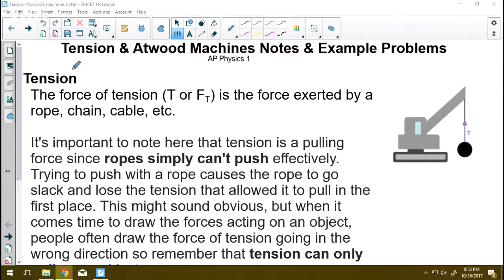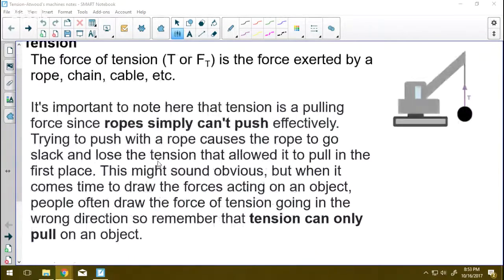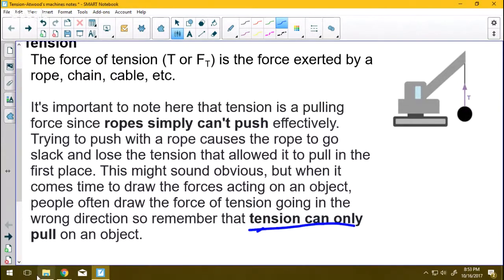Okay, so these are the tension and Atwood machine notes and example problems. We'll start with tension. The force of tension, which we label as T or F sub T, is the force exerted by a rope, chain, cable, and so forth. Basically anything that is not rigid that can pull something. It's important to note that tension is a pulling force since you can't push with a rope. So tension can only pull on an object. Okay, so that's important to note.